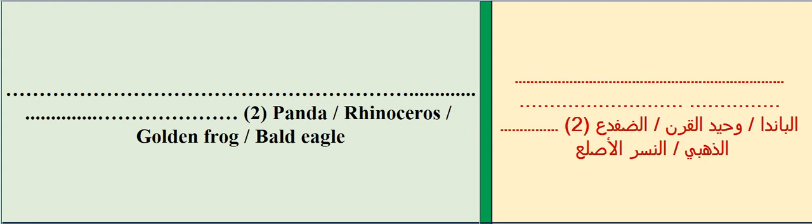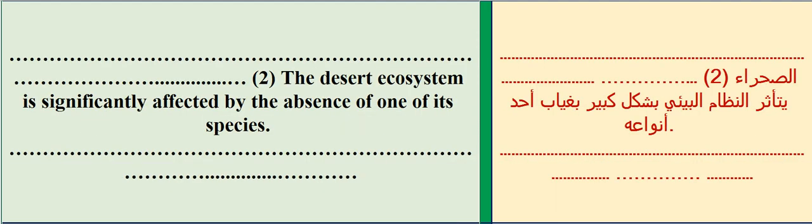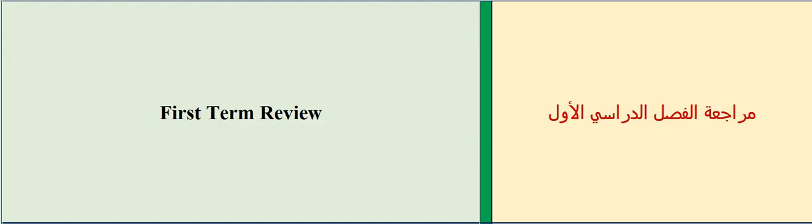Panda, rhinoceros, golden frog, bald eagle. 1. Removing trees of tropical forests is one of the most important factors of extinction. 2. The desert ecosystem is significantly affected by the absence of one of its species. First term review.